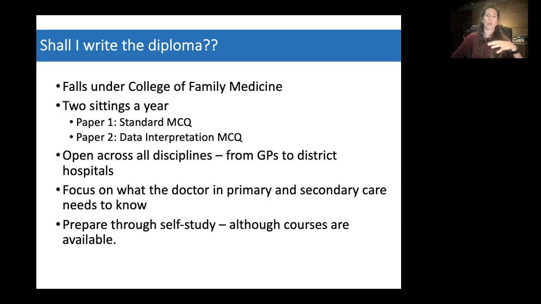And doing the diploma just gives you a really solid basis in understanding both the ARV side, but also just the management of the OIs, etc. So I think it's a fun diploma to do. And you prepare through self-study. So there are some fancy courses that one can do.